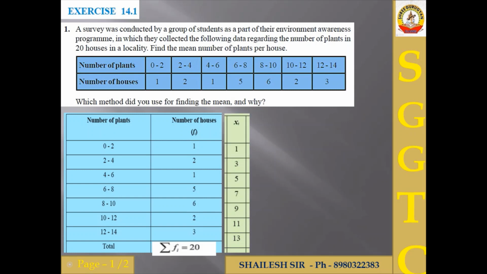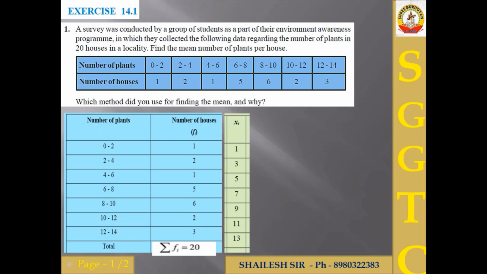Number of the plants: 0 plus 2 by 2 means 1. 2 plus 4 by 2 means 3. 4 plus 6 by 2 means 5. Like that, calculate all the way to the last: 12 plus 14 by 2 becomes 13. The assumed mean is necessary for you to calculate.